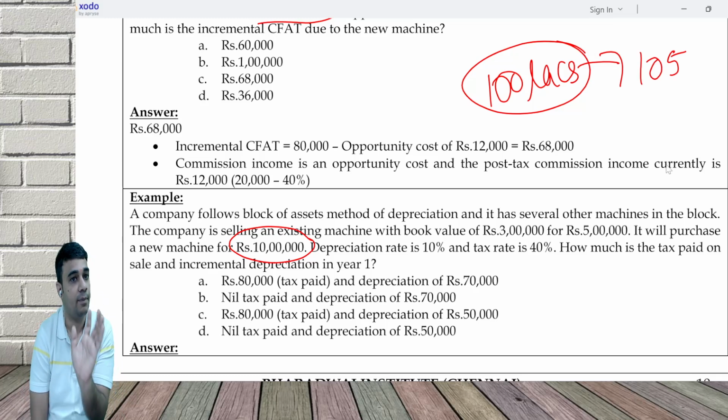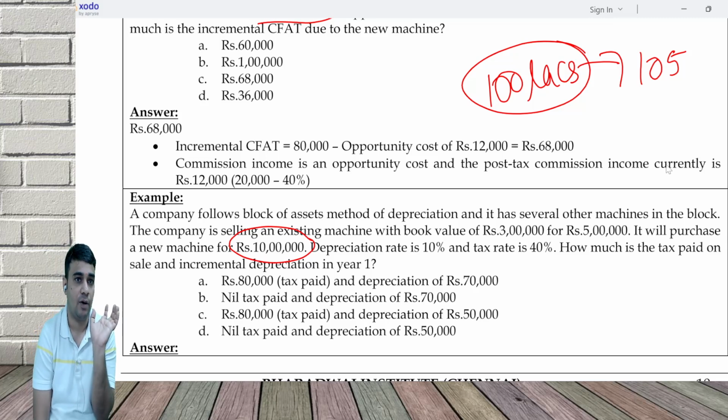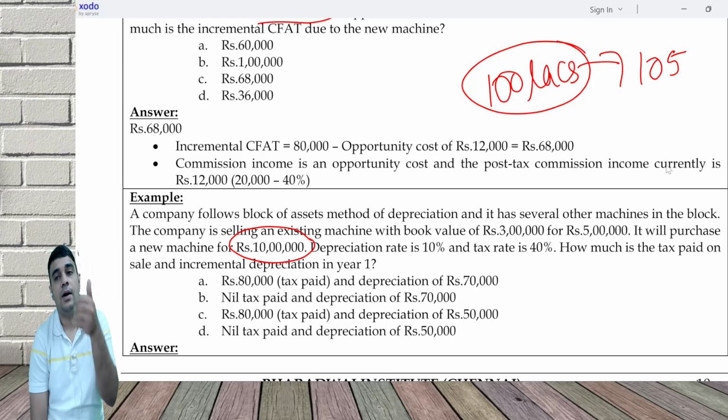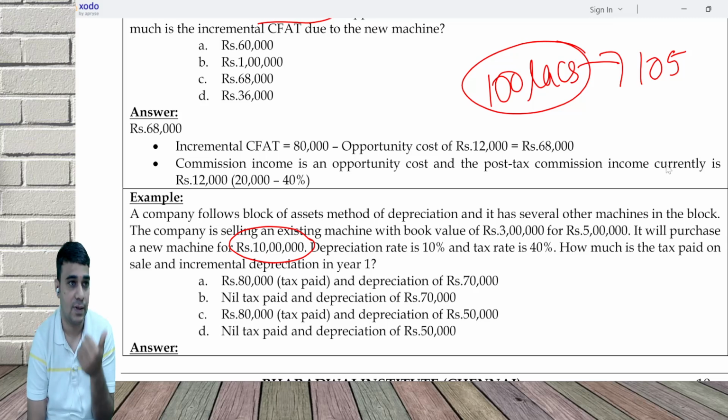All this is your income tax angle. No capital gain, so no tax payment and all. Why no capital gain? Very clear calculation, because I do have other assets in my block.